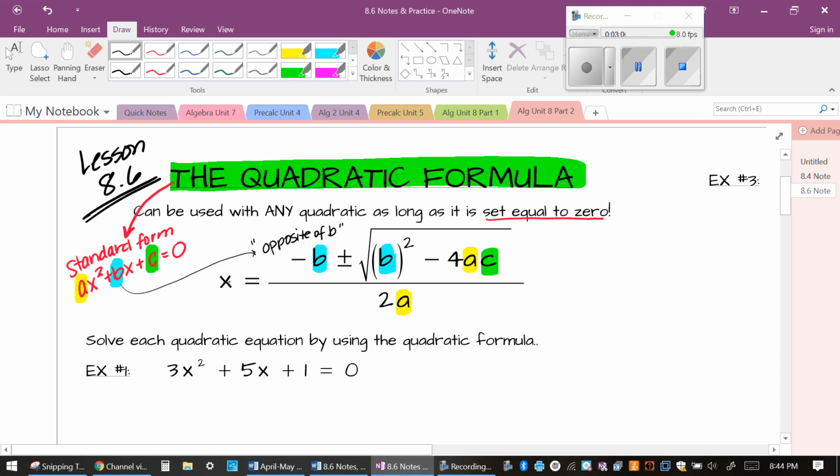So it goes, x equals the opposite of b plus or minus the square root of b squared minus 4ac, all divided by 2a. Okay.